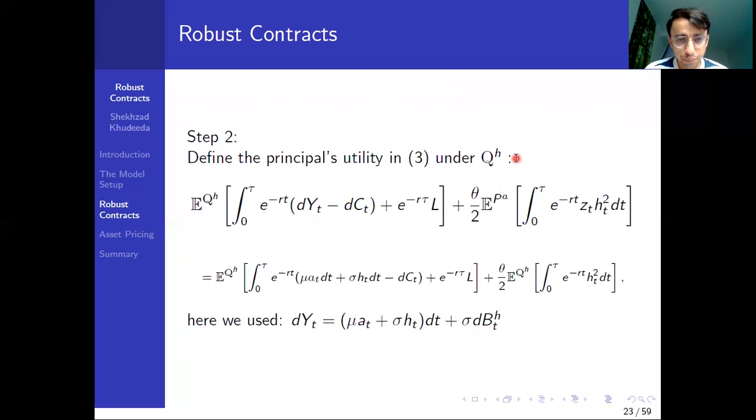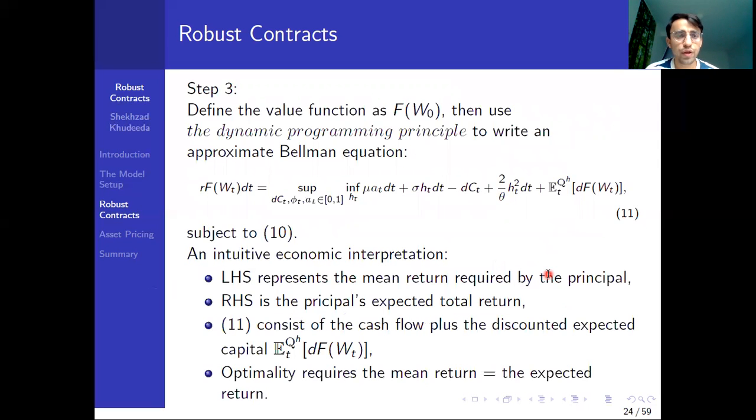It can be defined as the dynamic of the cash flow plus the model misspecification, and we substitute dY under the equivalent probability measure. We obtain a new equation, or we get a new utility for the principal. And now we define a value function for the agent's continuation value, then use the dynamic programming principle to get the approximated Bellman equation. And we can now write safely here the dynamic of the cash flow, plus this term, which is the discounted expected capital.